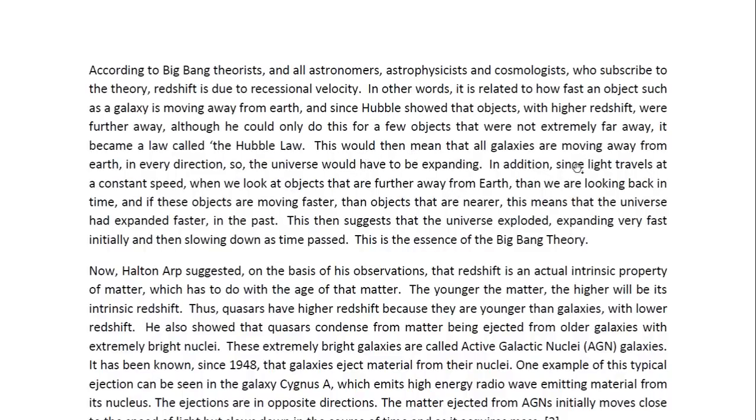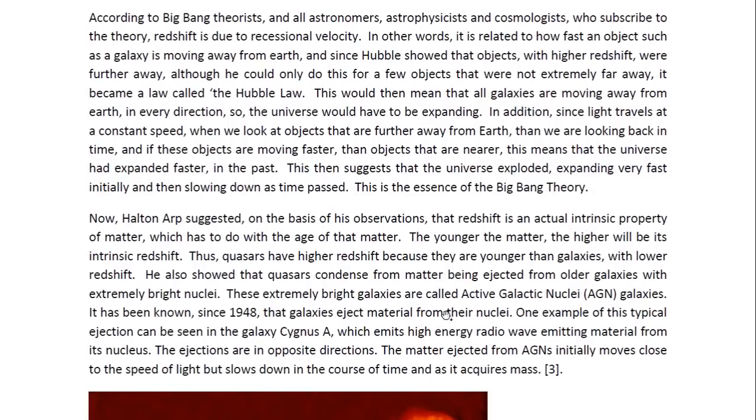This would then mean that all galaxies are moving away from Earth in every direction, so the universe would have to be expanding. In addition, since light travels at a constant speed, when we look at objects that are further away from Earth, then we are looking back in time. And if these objects are moving faster than objects that are nearer, this means that the universe had expanded faster in the past. This then suggests that the universe exploded, expanding very fast initially and then slowing down as time passed. And this is the essence of the Big Bang theory. But as I explained, it all fails because we cannot interpret recessional velocity in terms of speed and therefore in terms of distance. So the whole theory fails, and the fact that the universe is expanding fails as well.